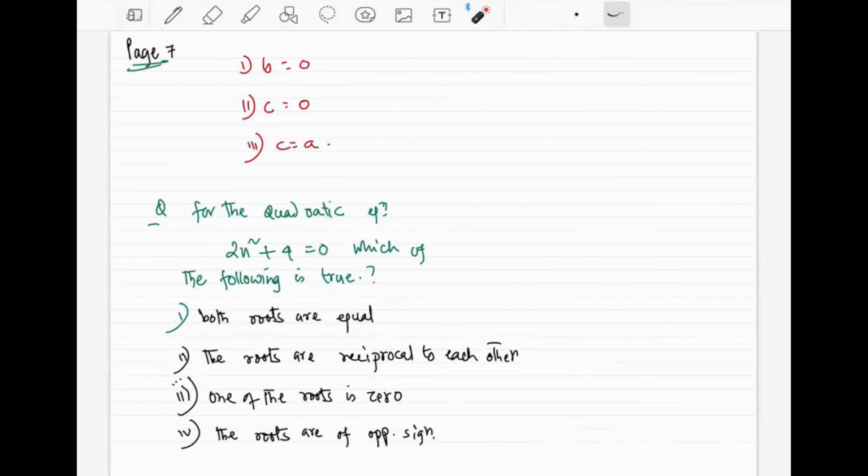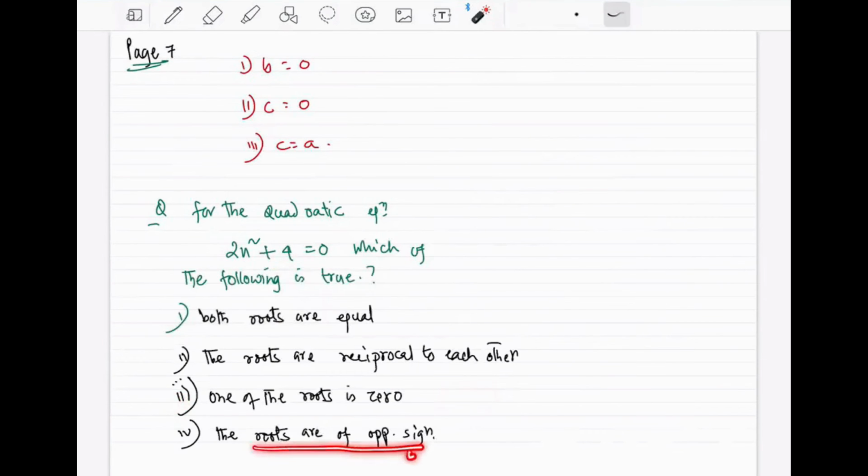The roots are reciprocal to each other. This was the condition for C is equal to A. So in this equation, C is not equal to A, so this is false. One of the roots is 0. It is not going to be 0 unless C is equal to 0. Here C is present, so this is not the correct answer.